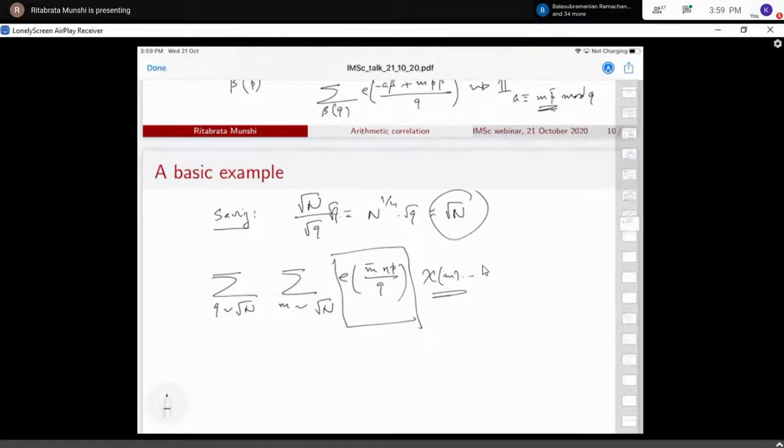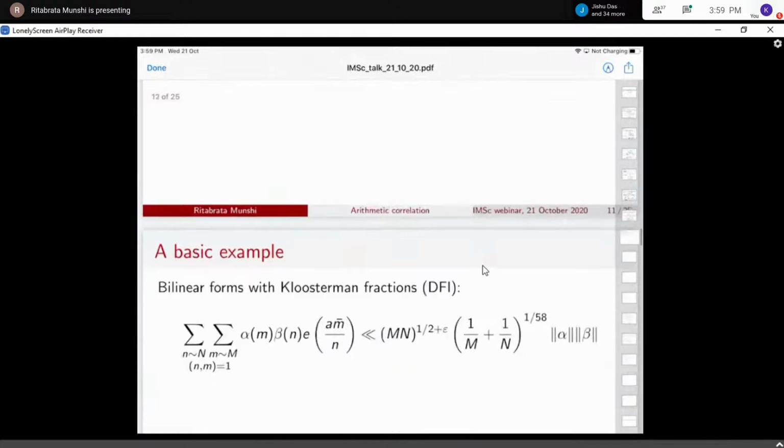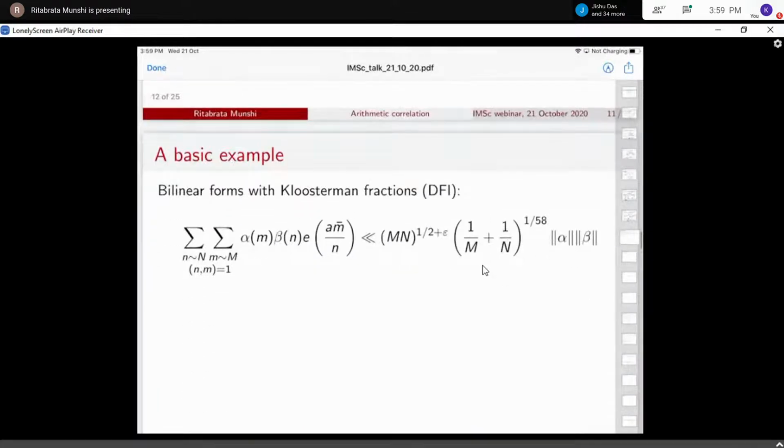So what you get here is called a bilinear form. I'm going to just ignore this and say alpha m beta q. These are things which only depend on m, and there are things which only depend on q. But they together appear in this Kloosterman fraction thing, E of m bar n p by q. For this sum, we have a large sieve inequality, and that's due to Deshouillers and Iwaniec. This is exactly the sum we're looking at. The lengths of both of them for us are root n and root n.